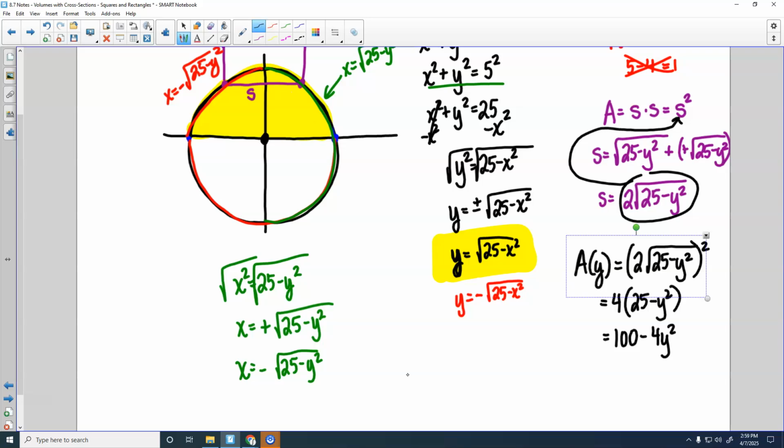We're just about to get there. We need to integrate this area formula, 100 minus 4y squared, with respect to y. What should I use for my limits?